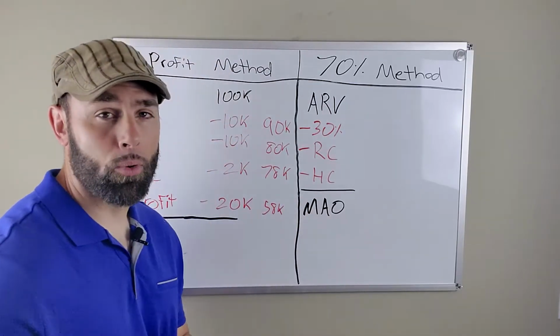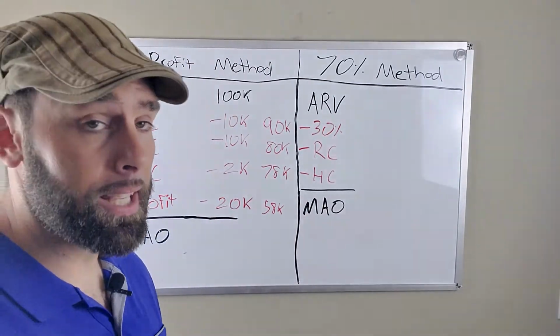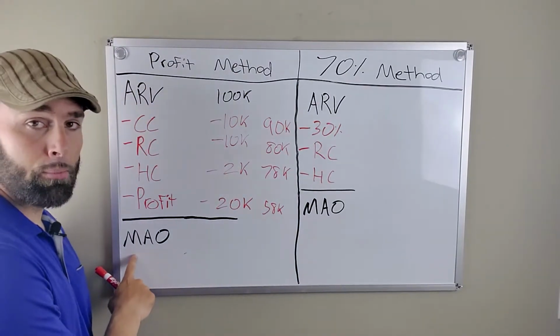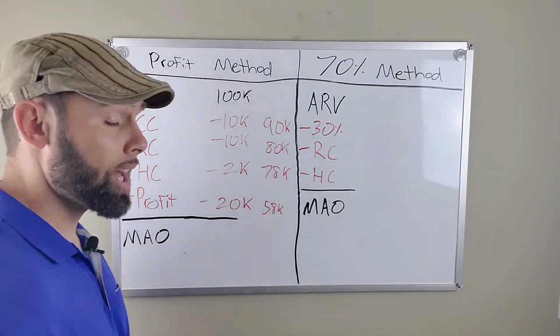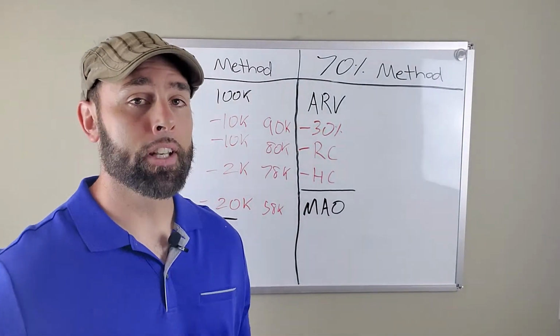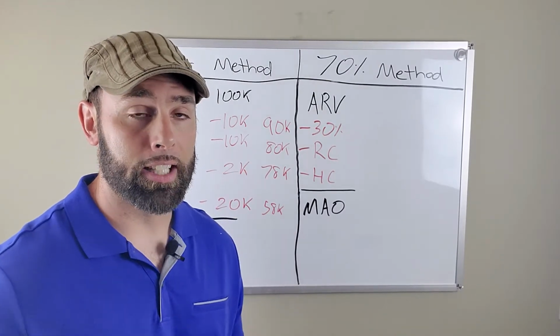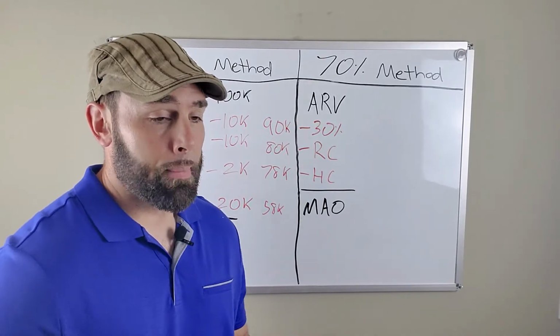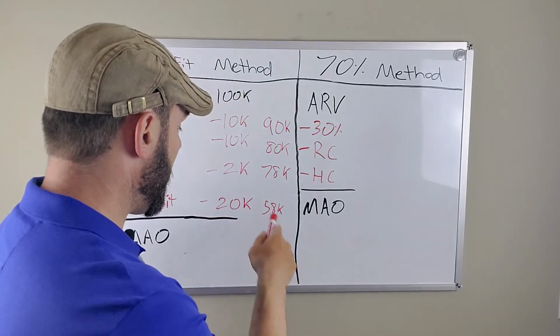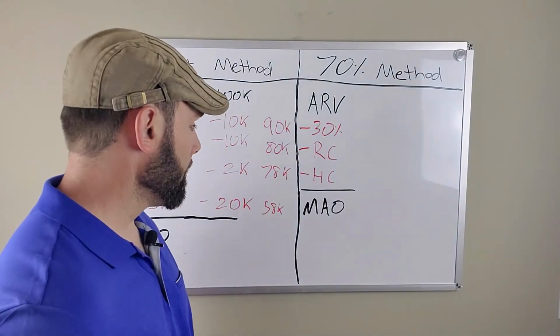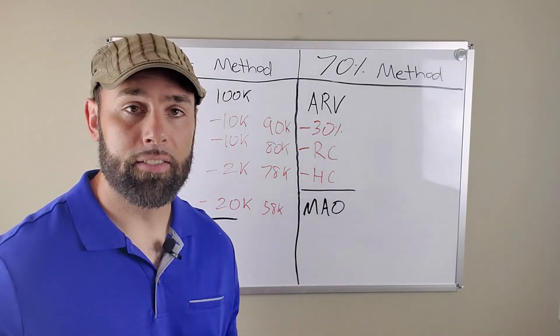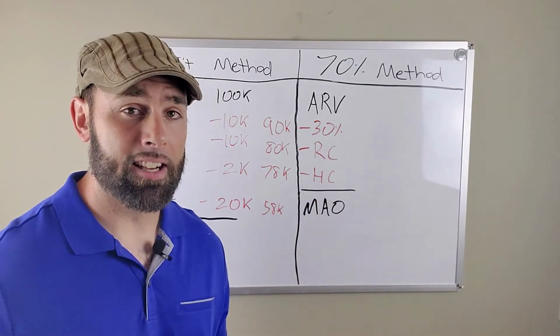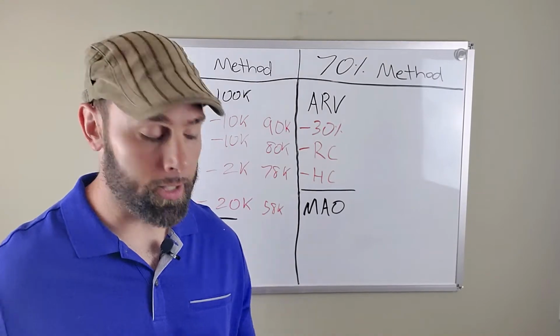Now, what is that number? What is 58,000 to you? To me, that is my maximum allowable offer. This is what I can offer the seller with confidence that I'm gonna have enough profitability at the end of this sale that it's worth my time. If I had to offer this person $65,000, $70,000 and I was only gonna make $8,000 in profit, I would walk away from this deal.